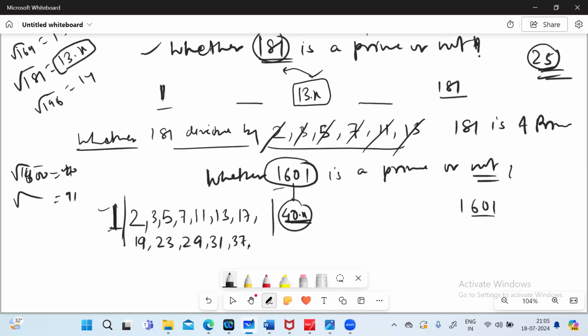Excuse me, sir. Tell me. Sir, why do we only check with prime numbers and why don't we include perfect squares? Very good question. So if we see, if the number is getting divided by any composite number, like let's say 6, it will be getting divided by 2 and 3 also.